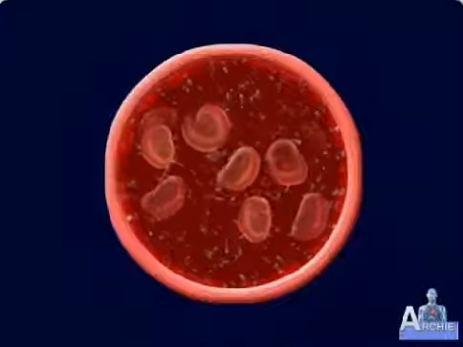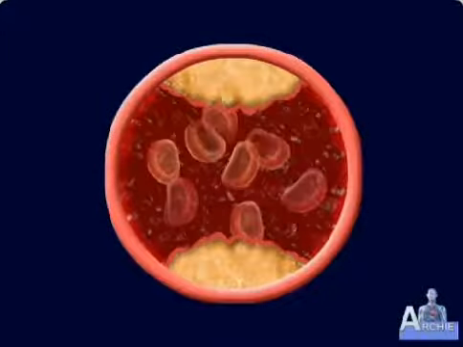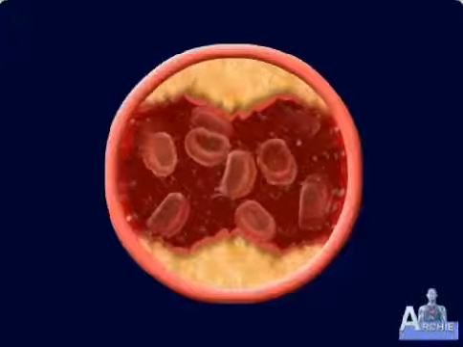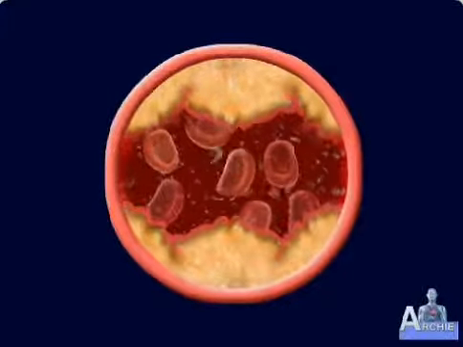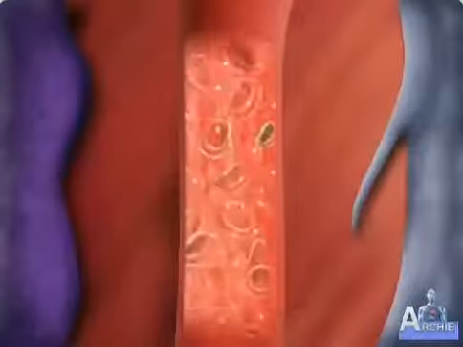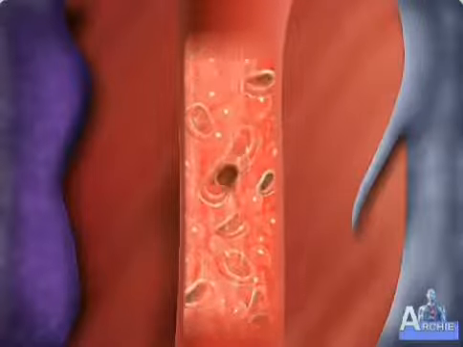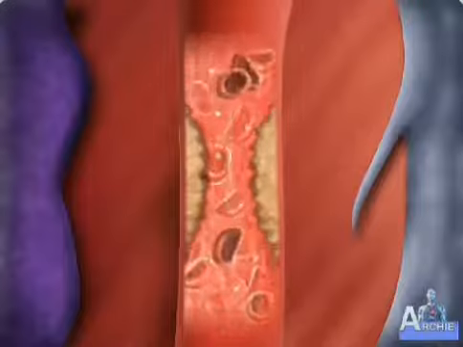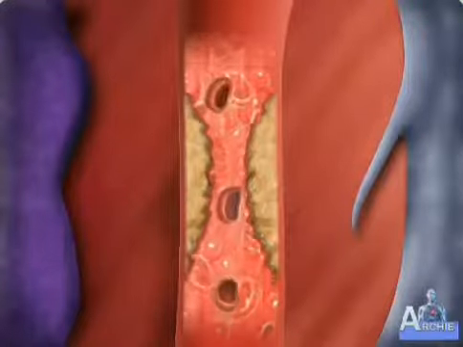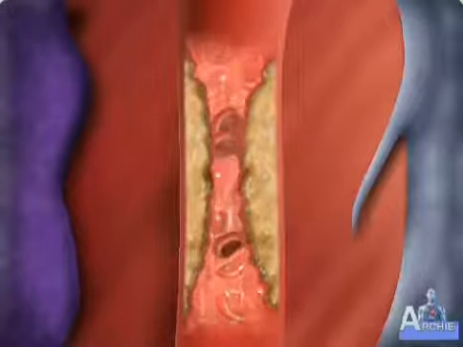A close-up of the right coronary artery allows a cross-sectional view of plaque development within the vessel. A lengthwise view shows the same, and the narrowed lumen is seen to partially obstruct blood flow through the coronary artery.